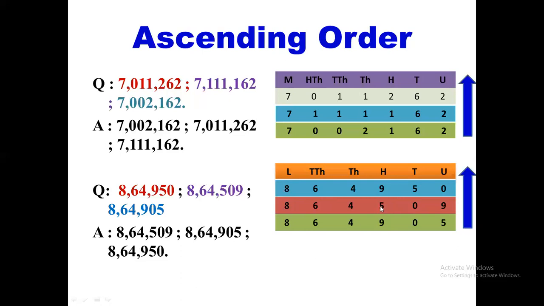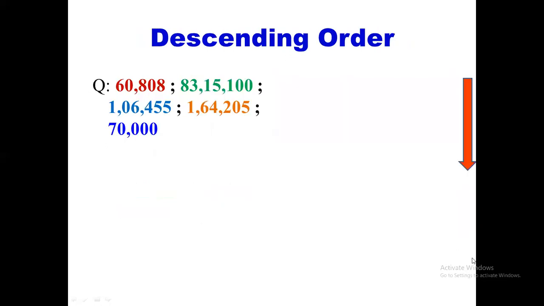Then we have this one, which is smaller because on the tens placement we have the 0. So I have written this on the second position, and the biggest, largest number over here is 8,64,950. This arrow always tells you the direction that you have to move from smallest to the largest or the biggest number. Next one is the descending order.